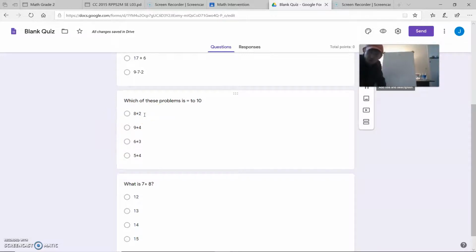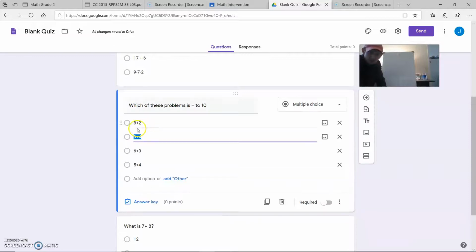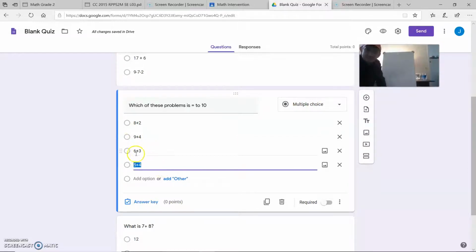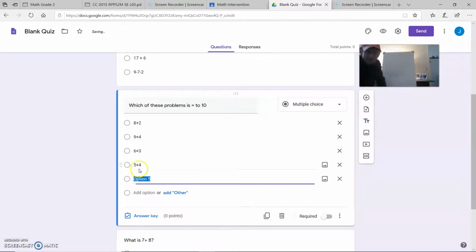If you were struggling with this, here's some tips that you could have used. 9 plus 4 is going to be more than 10 because you need only one more from 9 to make 10. 6 plus 3 was always going to be less than 10 because 6 plus 4 is 10. And we should all know our doubles, that 5 plus 5 is 10, so 5 plus 4 is going to be 1 less, 9.